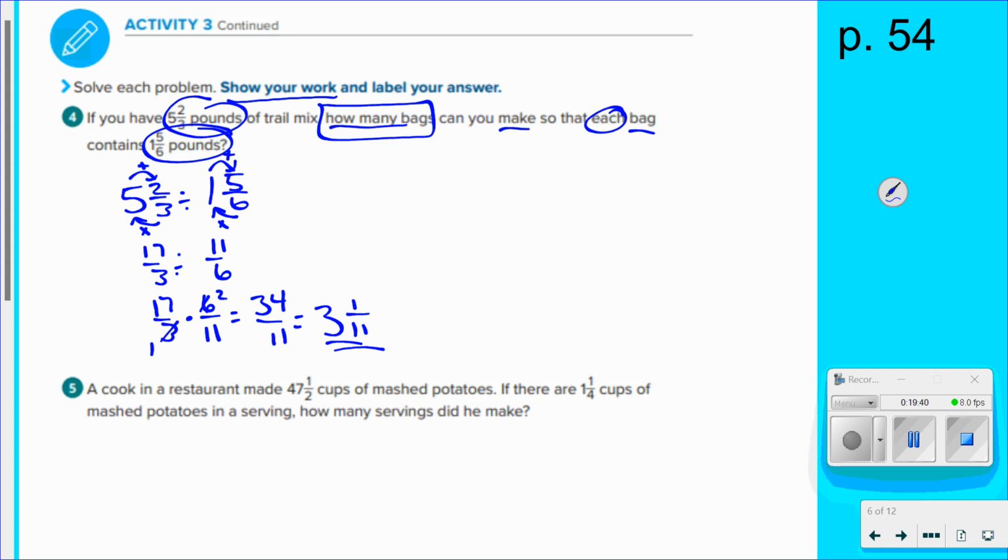Does everybody understand what the question is? Yes. Just cut up the bag. How many bags can I make? 3. 3 with 1/11 left over. Thank you.